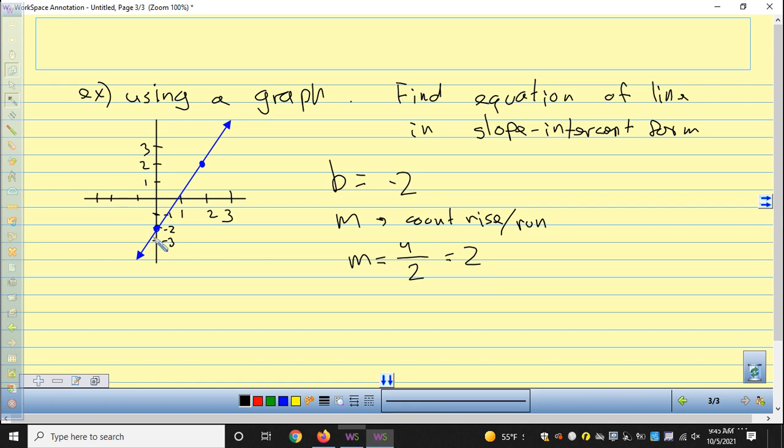So B is -2. I found that from looking at my graph. The slope, I can count the rise over the run between those 2 points. And my equation is y equals 2x minus 2.